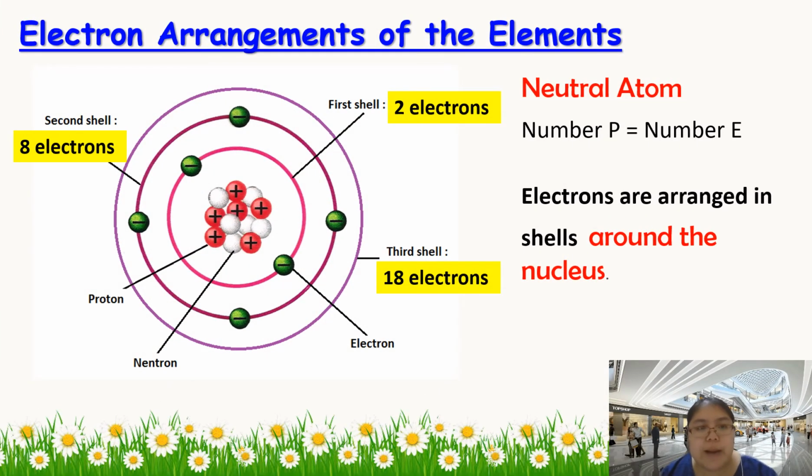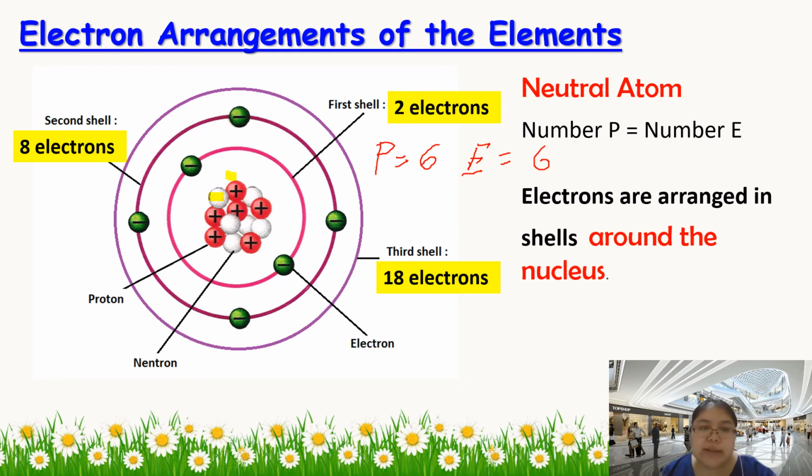Okay, let's see the example here. Electron arrangement for an element. So this one is an atom. Okay, neutral atom. Inside we have the nucleus. Inside the nucleus we have protons and also neutrons. For the neutral atom, the proton number and the electron number should be the same. So for example, if the proton number here is 6, your electron number must also be 6. So this one we call a neutral atom.